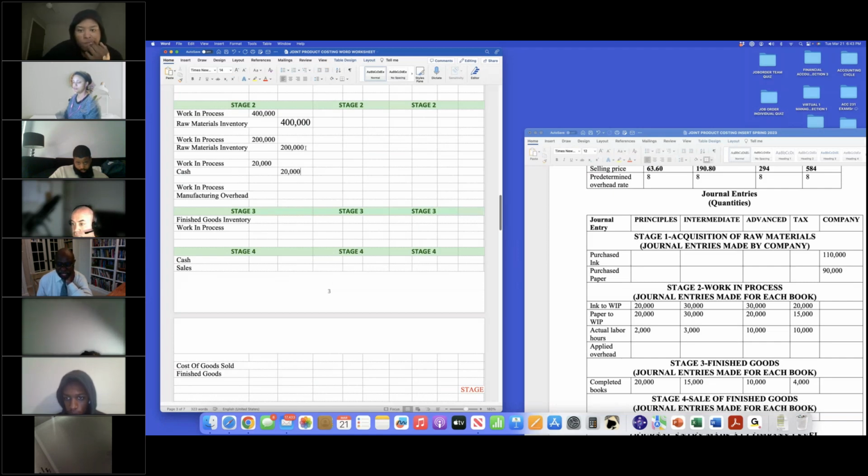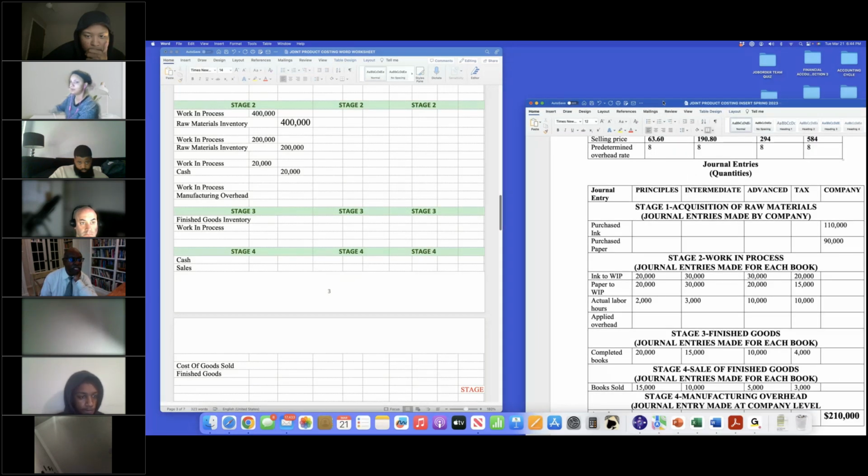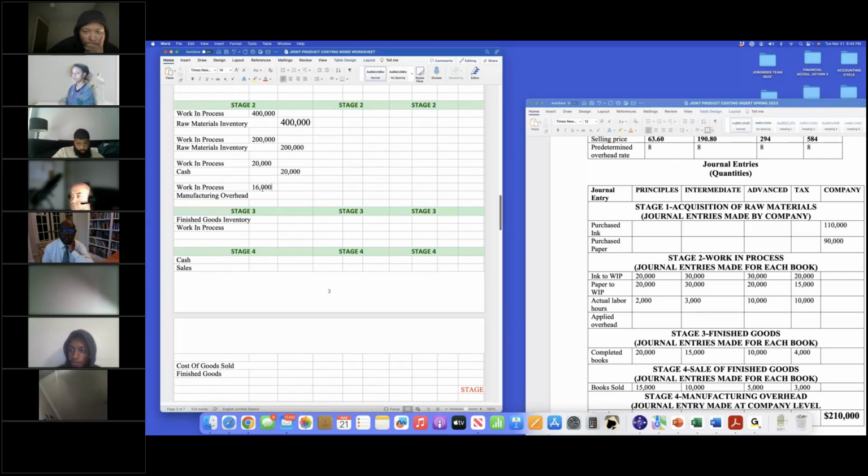Our labor hours is 2,000. We were paying what an hour? $10, so it's 20,000. Now I need the applied overhead. I need a number for applied overhead. We just multiply 8 times that, so it gives us 16,000. You already got 2,000 times 8, the activity rate. Remember that predetermined overhead rate was 8, so everybody multiplying by 8.